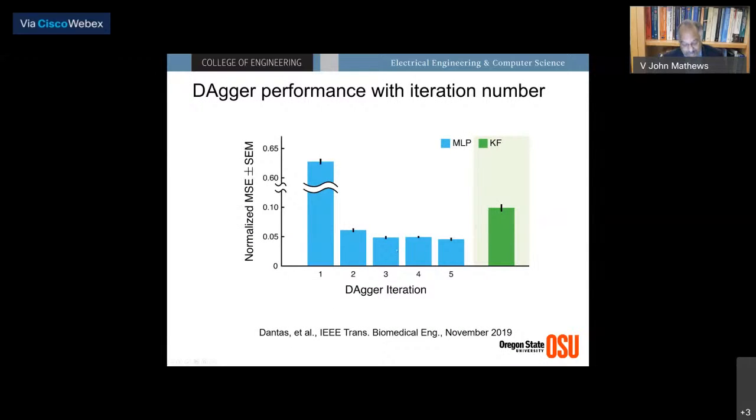This is the standard backpropagation based result. The normalized mean square error was about 0.63 or something like that. With just one iteration of the data aggregation algorithm, you got down to about 0.6 or 0.7. Not only that, you got down much below the Kalman filter. The Kalman filter was about 0.1.